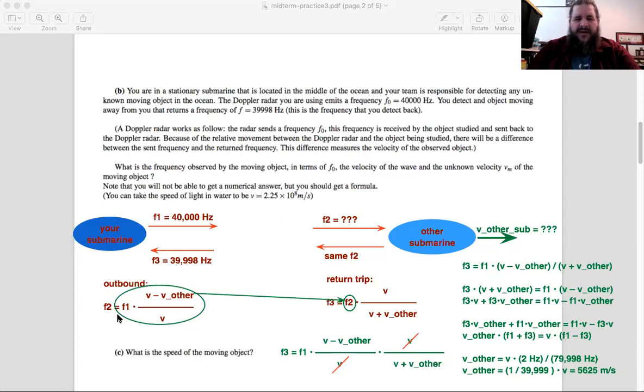And now that we have that, we can also find F2 by just plugging this value in for V other in this equation for F2. So F1, 40,000 times the speed of light in water minus 5,625 divided by the speed of light in water. And that result will tell you the frequency observed by the other submarine, which I'm guessing should be close to 39,999. Not exactly that much, but probably pretty close to it. Any other questions on that?